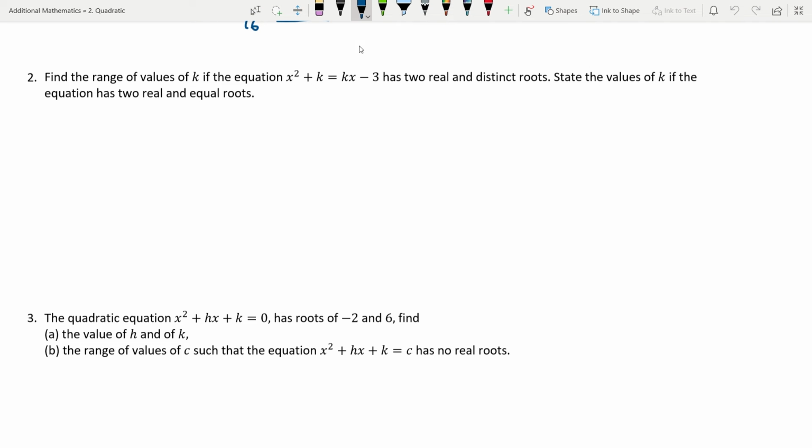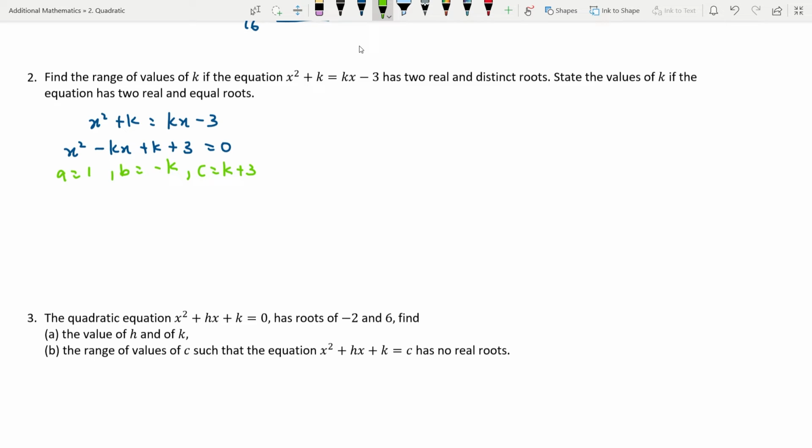Question 2. Find the range of values of k if the equation x squared plus k equal to kx minus 3 has two real and distinct roots. State the values of k if the equation has two real and equal roots. The quadratic equation is x squared plus k is equal to kx minus 3. Rearrange it into the general form. x squared minus kx plus k plus 3 is equal to 0. a is equal to 1, b is equal to negative k, c is equal to k plus 3.